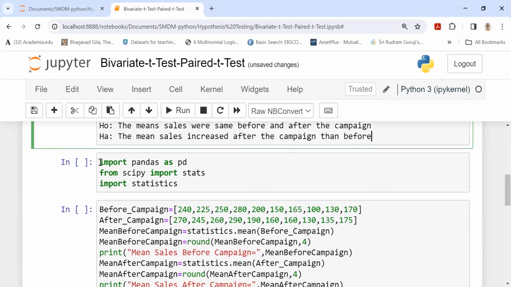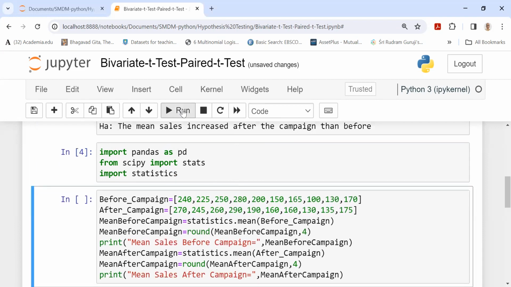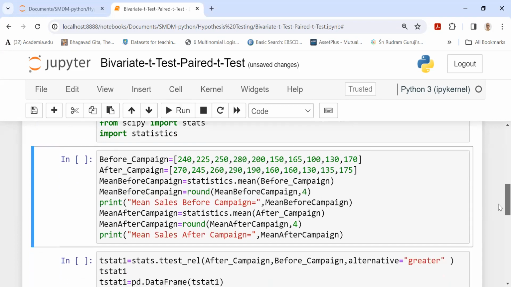Import pandas as pd as before. From SciPy, import stats, import statistics. So let us execute the command one by one and interpret the results. Run. So I have imported the necessary libraries. Now I enter the data before campaign, after campaign, the 10 sample observations in the 10 retail stores: 240, 225, 250, etc., 170. After the campaign, 270, 245, 260, etc., 175.